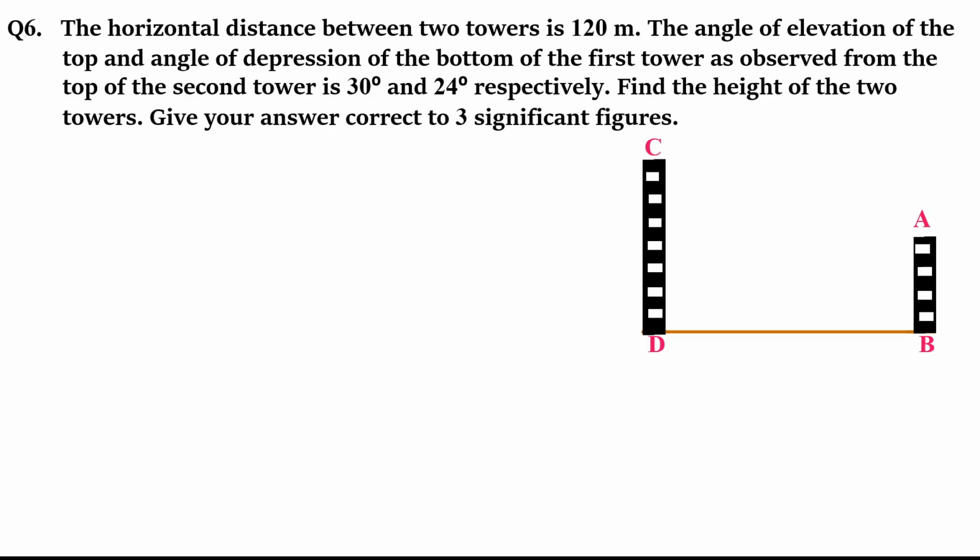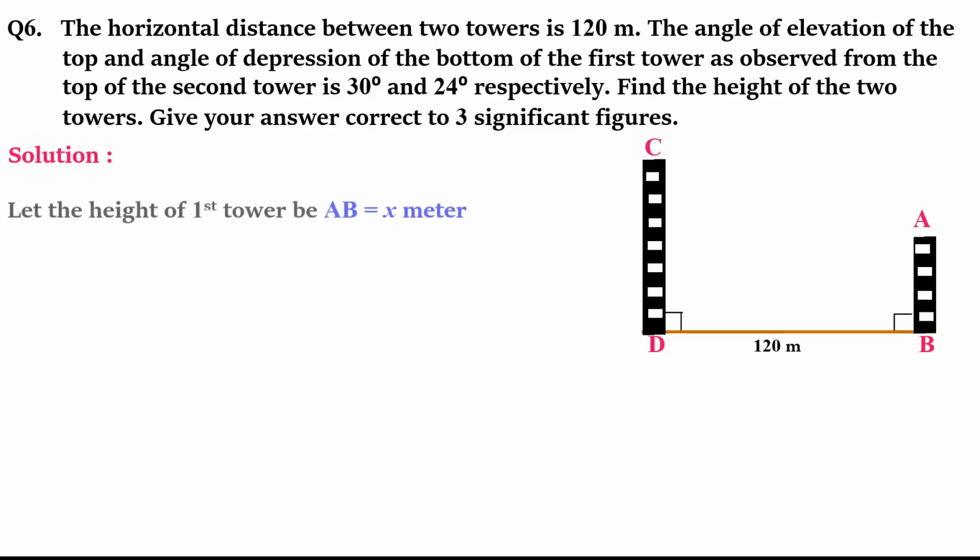So let us observe from the tower AB. So let us assume we are observing from point A. We are observing from point A the top of the other tower, that is C, and the bottom of the tower, D. Okay. So yes, the distance between the two towers is 120. Now these two towers are perpendicular to the ground. So let's start with the solution.